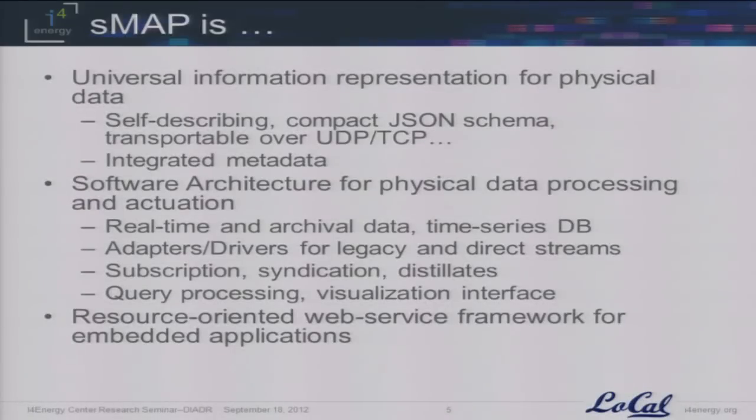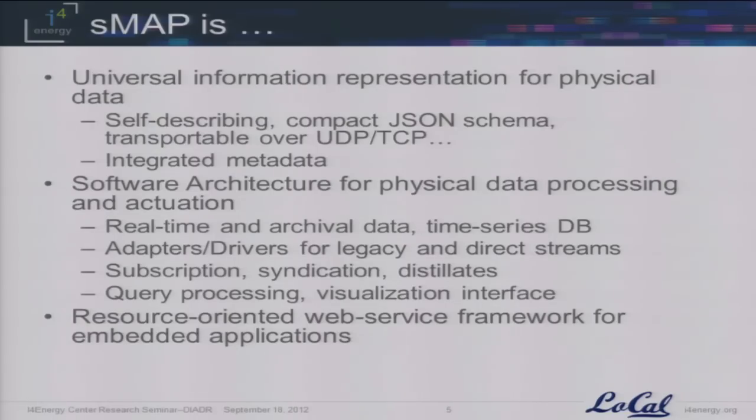So what is SMAP? It's partly a universal information representation for physical data, self-describing, compact, JSON, transportable, integrating the metadata, and it's also partly a software architecture for doing physical data processing well, and that means both for real-time and archival. A key piece of it is the software engineering so that you write adapters once. There's all kinds of different stuff out there. You really want to reuse that effort so that if anybody has adapted something, you can pick it up.